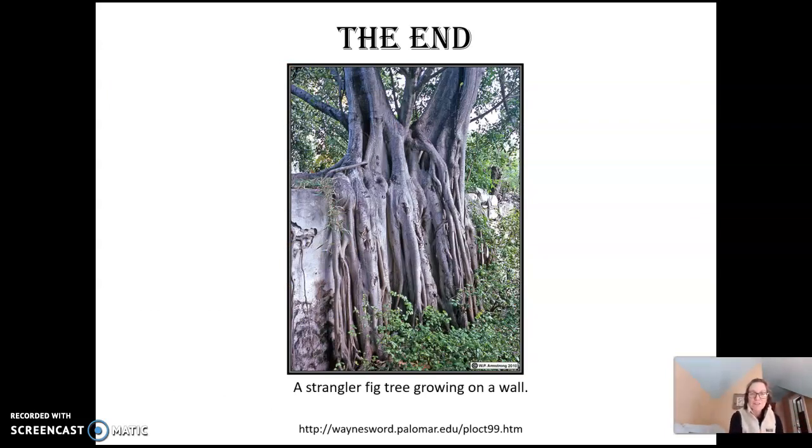Here's a strangler fig tree growing on a wall with some excellent aerial roots.